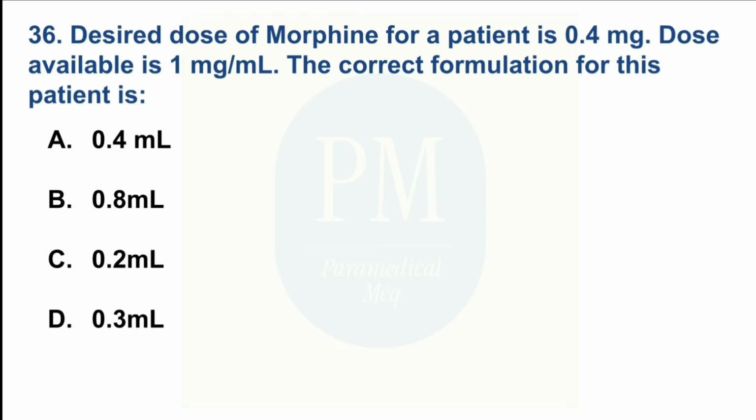Desired dose of morphine for a patient is 0.4 mg. Dose available is 1 mg per ml. The correct formulation for this patient is option A, 0.4 ml. Option B, 0.8 ml. Option C, 0.2 ml. Option D, 0.3 ml. The correct option is option A, 0.4 ml.